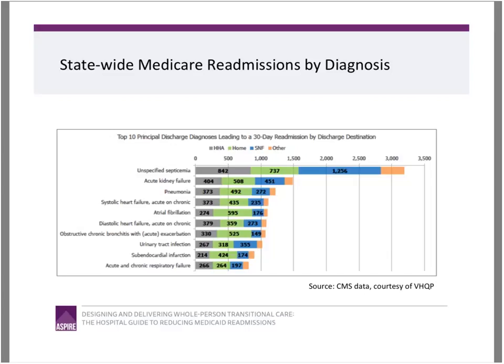You can see that there are over 3,000 readmissions following a discharge for sepsis in Virginia, and the next highest ranking discharge diagnosis is acute kidney failure, another condition that we are not actively screening for, and that resulted in 1,500 readmissions, followed by number three ranking in at pneumonia, heart failure, etc.